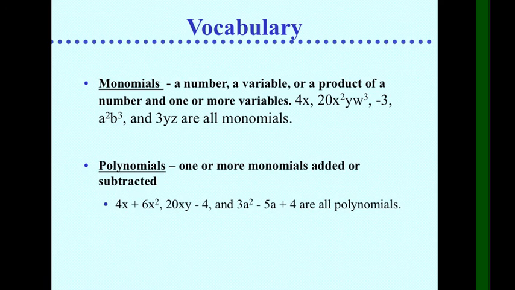Meaning to say, kapag monomial, isang term lang siya, we consider it one term basta wala siyang symbol na positive or negative. While on the other hand, kapag sinabing polynomials, one or more monomials. So, kapag one lang siya, we call it polynomial pa rin naman. So, added or subtracted. So, we have 4x plus 6x squared, 20xy minus 4, and 3a squared minus 5a plus 4 are all polynomials. Or, we call them actually a binomial, trinomial, pero lahat yan tawag dyan polynomial.